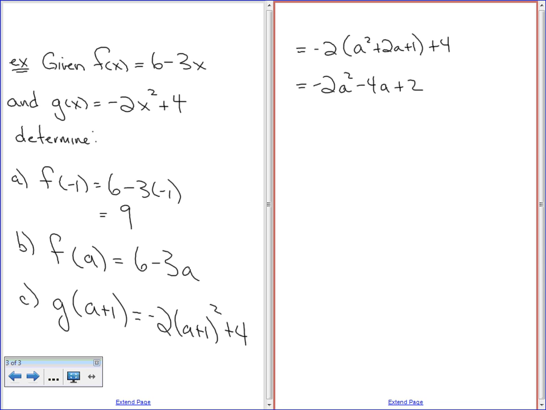Sorry, but then I added it to the 4. Yeah, I skipped a step. Okay. Any questions on that? Okay, so I can take whatever I want and I can substitute it into the function.